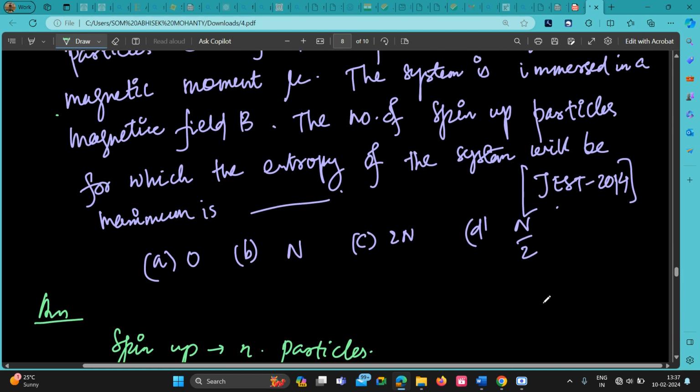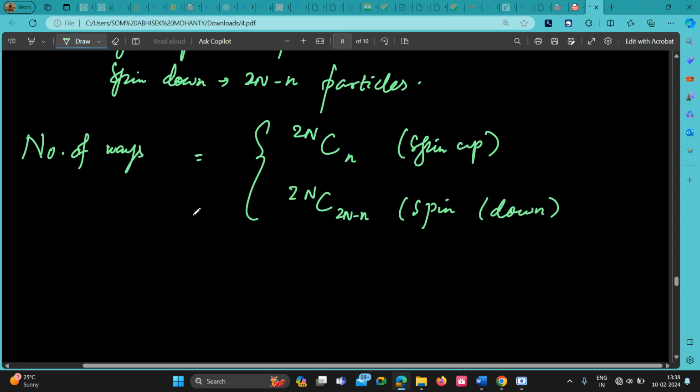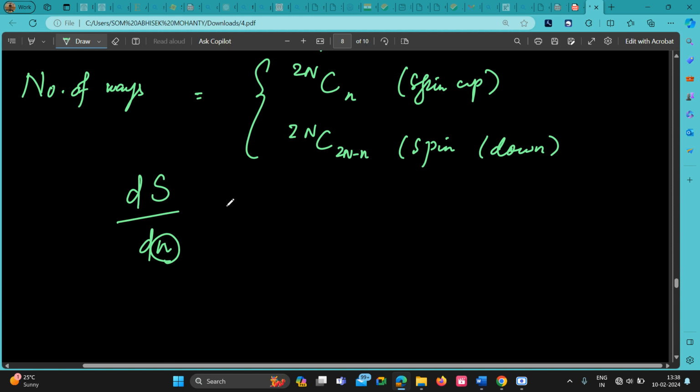Now what is the question? The number of spin up particles for which the entropy will be maximum. That means what we have to do exactly? Entropy is S, and we want the number of spin up particles for which entropy will be maximum. So dS by dn, because small n is the number of spin up particles. We have to take the derivative with respect to n and make it zero. Number of ways means number of microstates, that is omega.